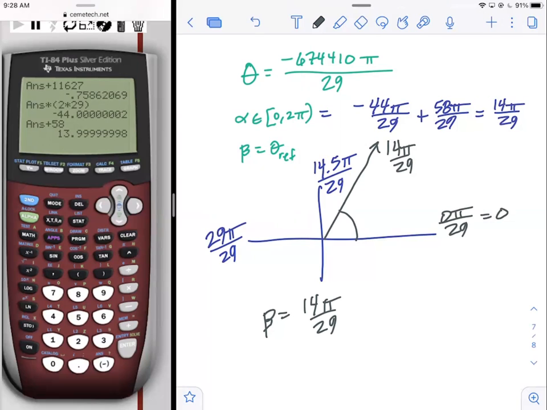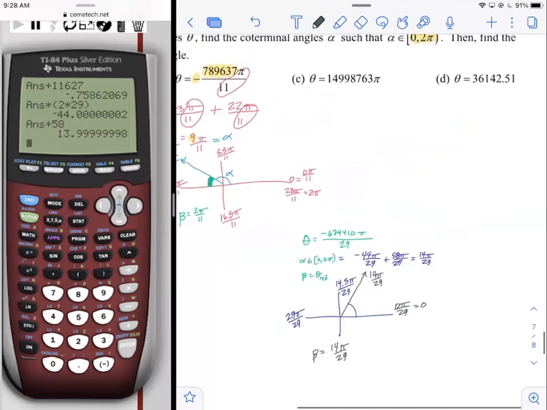You draw the picture and you just look. How do I get to the closest x-axis? And that number should always be what? Two things, positive and acute, right? So acute means in this case, it should be between 0 and 14.5, okay? All right, let's look at these last two here.